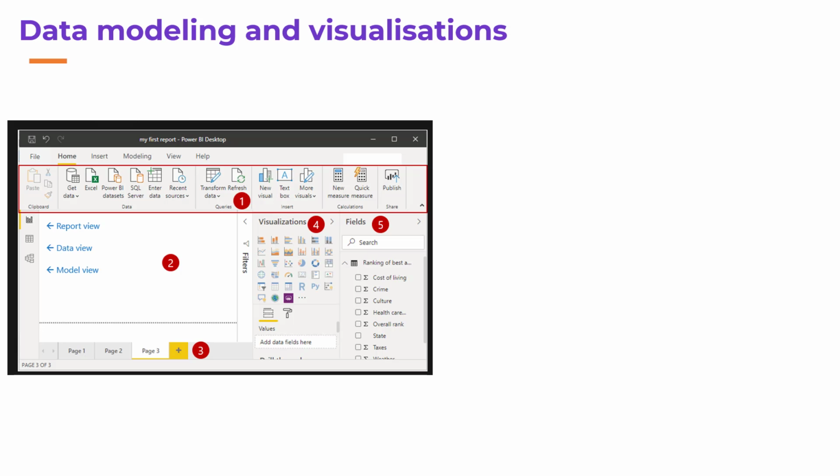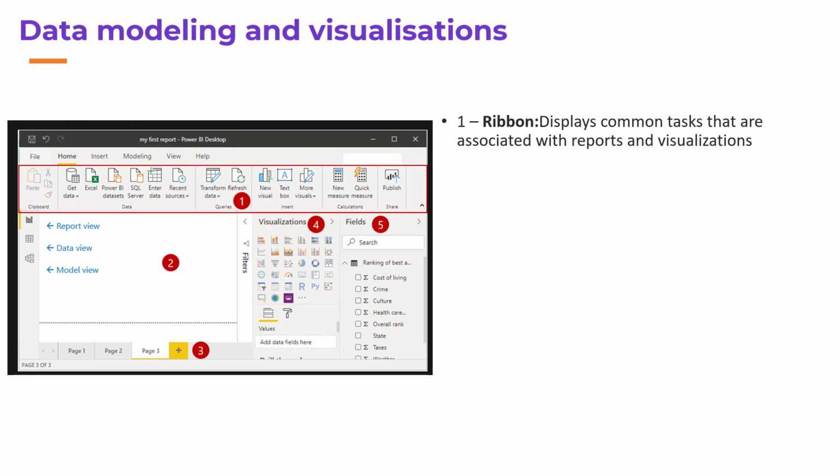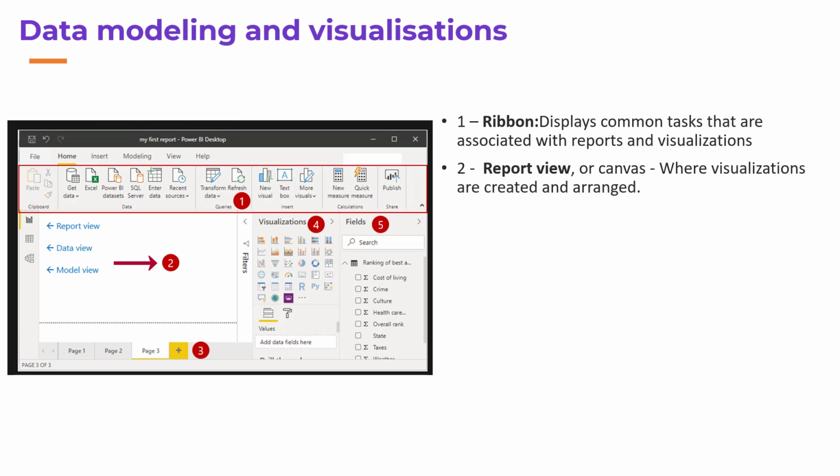In Power BI Desktop, you will begin to build reports in the Report view. You will be working in 5 main areas. 1. Ribbon displays common tasks that are associated with reports and visualizations. 2. Report view, or canvas, where visualizations are created and arranged.